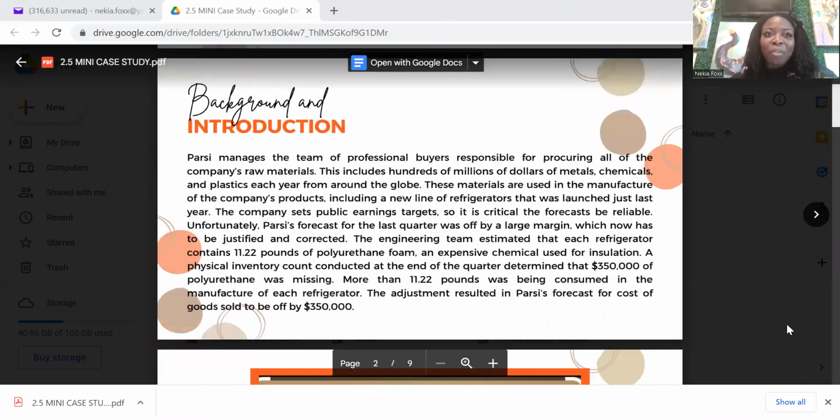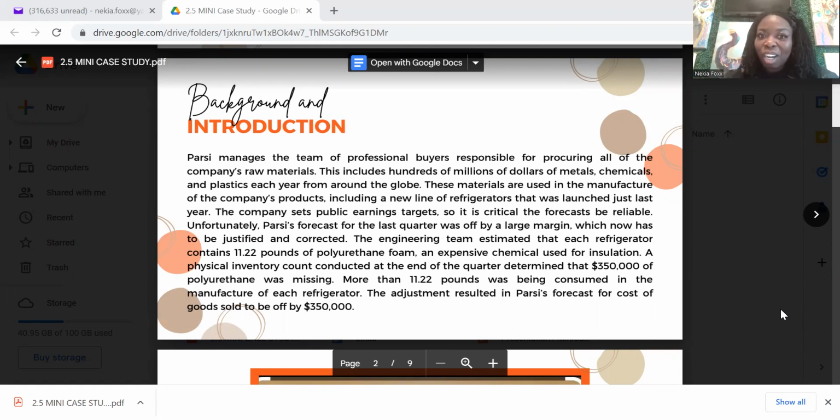So this is a little bit of background and introduction to this particular case study. Parsi manages a team of professional buyers responsible for procuring all of the company's raw materials. This includes hundreds of millions of dollars of materials, chemicals, and plastics each year from around the globe. These materials are used to manufacture the company's products, including a new line of refrigerators that was launched last year.